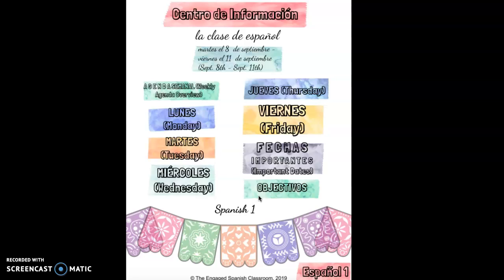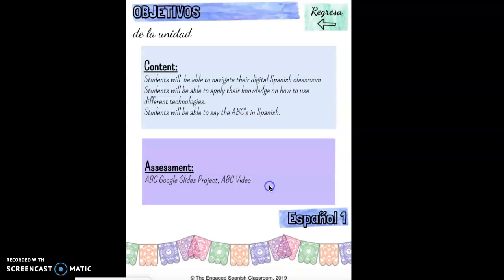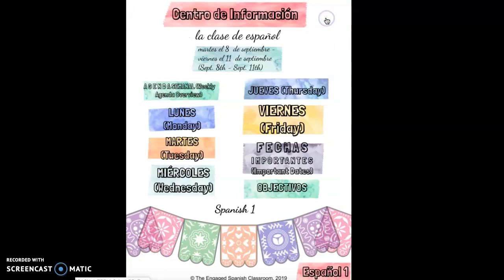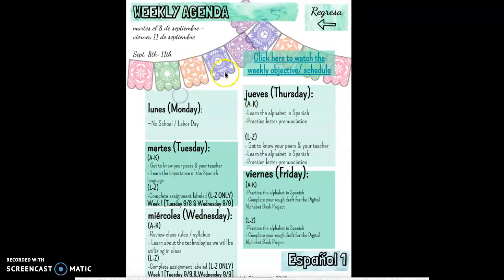So we're going to go ahead and look at this work hub so I can show you more in depth what they look like. First, we will start out with our objectives. So what are we going to be learning? It tells you there that you are going to familiarize yourself with your Google Classroom and learn your ABCs. We also have our assessment. So how will I be assessing what you know? We're going to have a project as well as a video due. So you guys can see these are your goals or things that you will be able to do after this week. Next, we're going to look at our weekly overview.